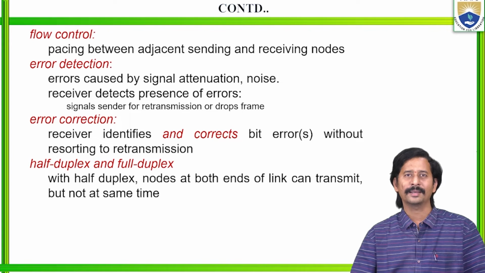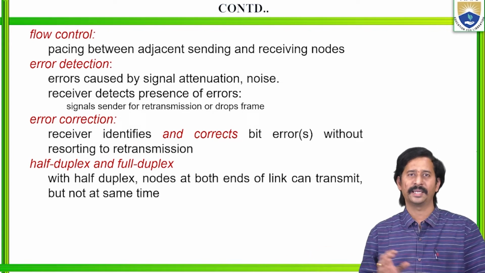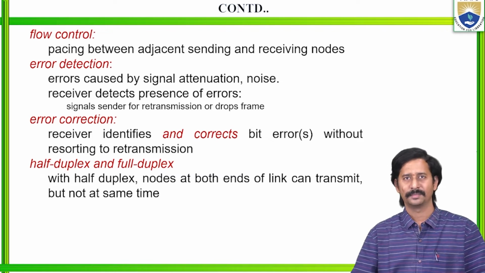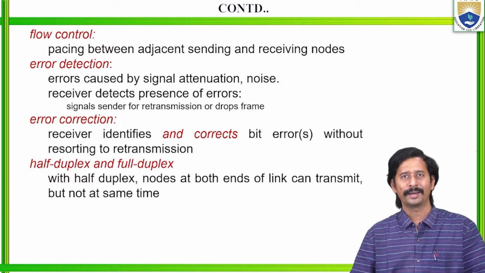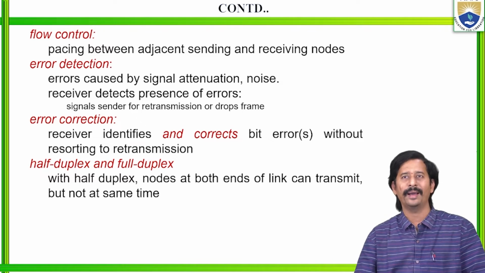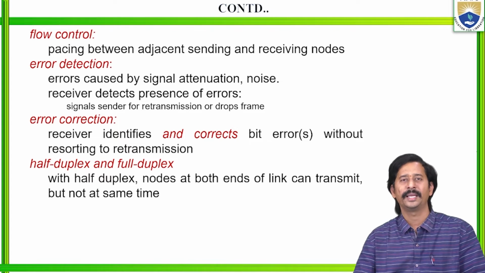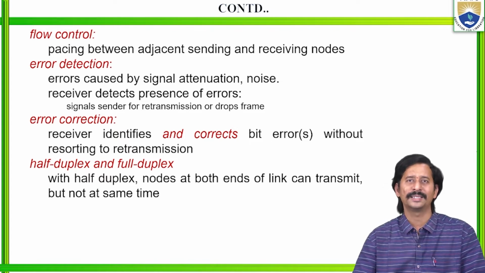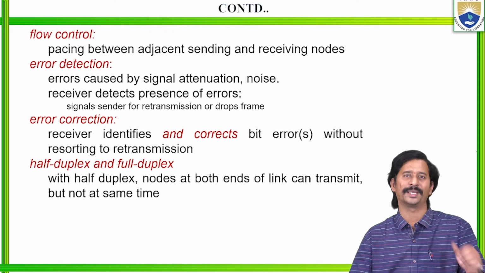Why do errors occur? On any medium, whether connection oriented or connectionless, there may be a chance for errors. Errors are caused by signal attenuation and noise, and the receiver detects the presence of errors. There may be a signal sent for retransmission, or a frame may be dropped. So there are a number of reasons for errors, but we have to identify those errors, detect them, and correct them.